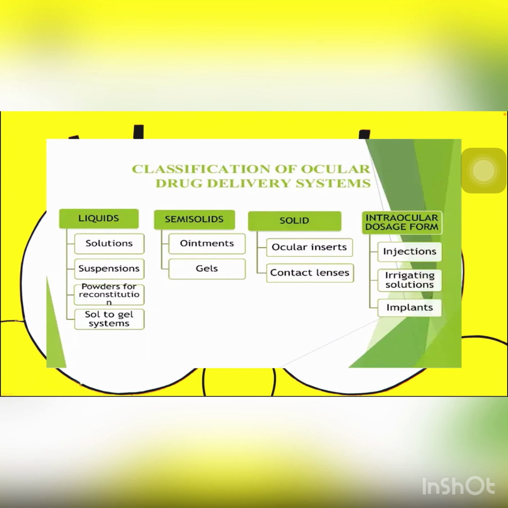So, classification of ocular drug delivery systems. They are divided into different parts. First, liquids. It contains solution, suspension, powder for reconstitution, and sol to gel systems. Then semi-solid, these contain ointment, gels. Then solid, ocular inserts, contact lenses, and then intraocular dosage forms, which contain injection, irrigating solutions, and implants.